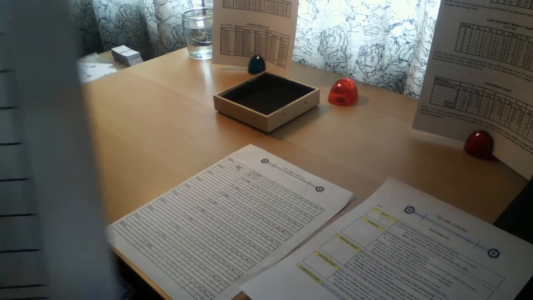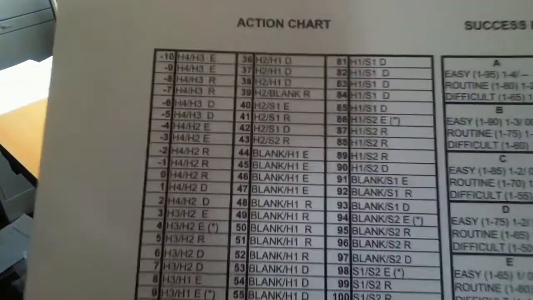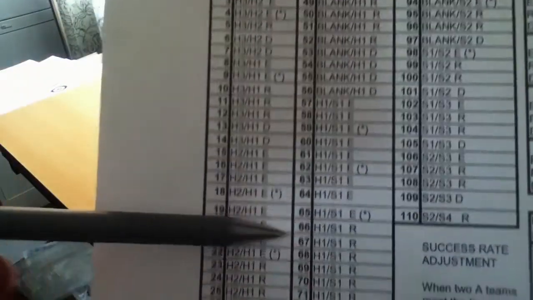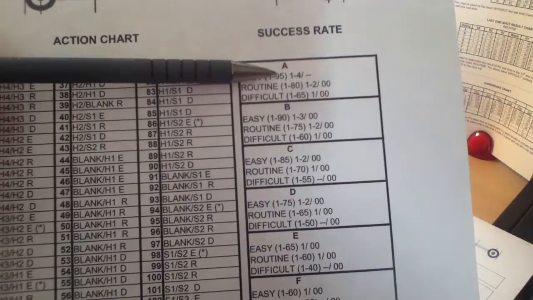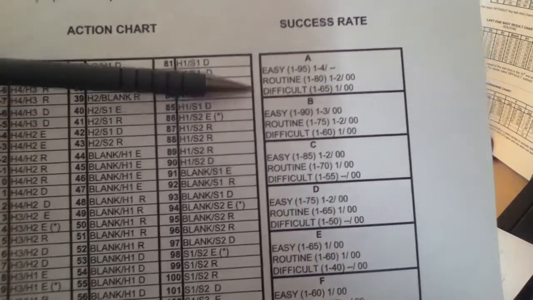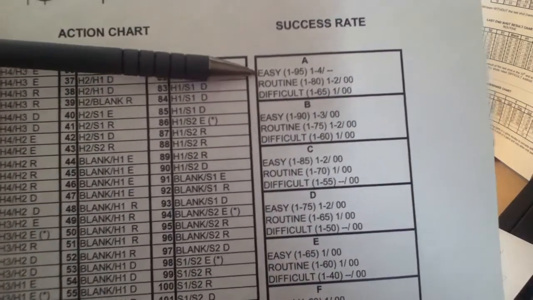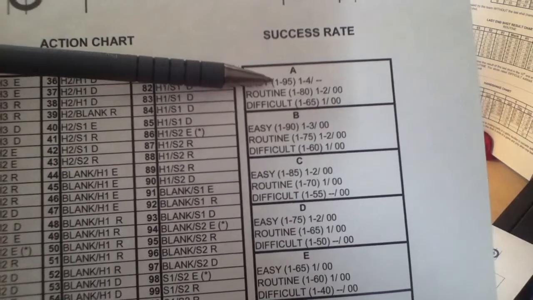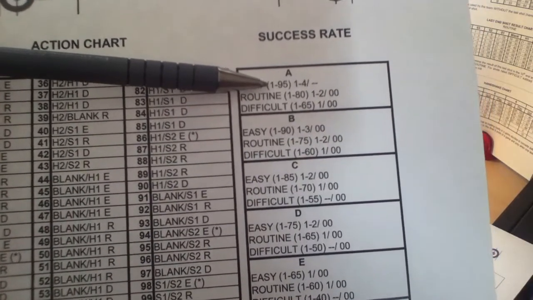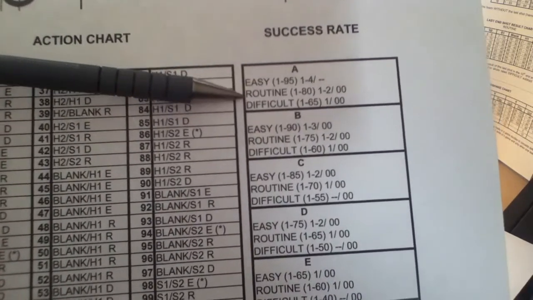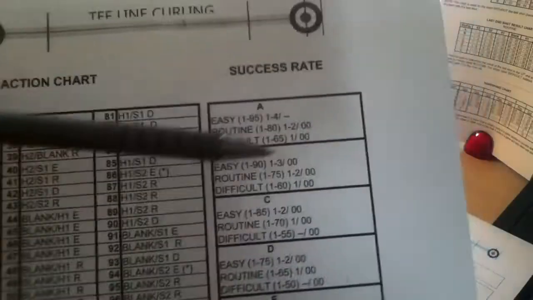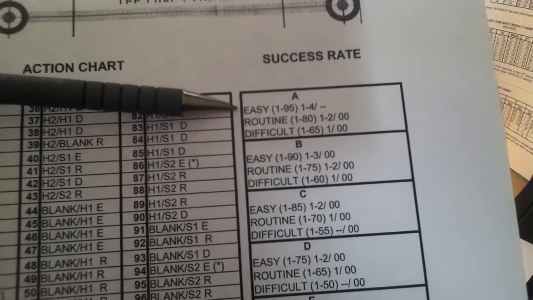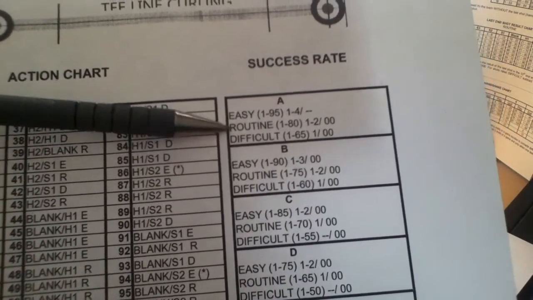So here, I'll just get the chart up here again. Sorry, so 22, so it's H2, H1E. We also have the success rate chart, and it depends on what the rating of the team is. Ontario is an A, and E is easy, so the success rate range is 1 to 95. If it was routine, you have other results with an R or a D. So easy, routine, and difficult are the 3 types, and there are ranges for each.